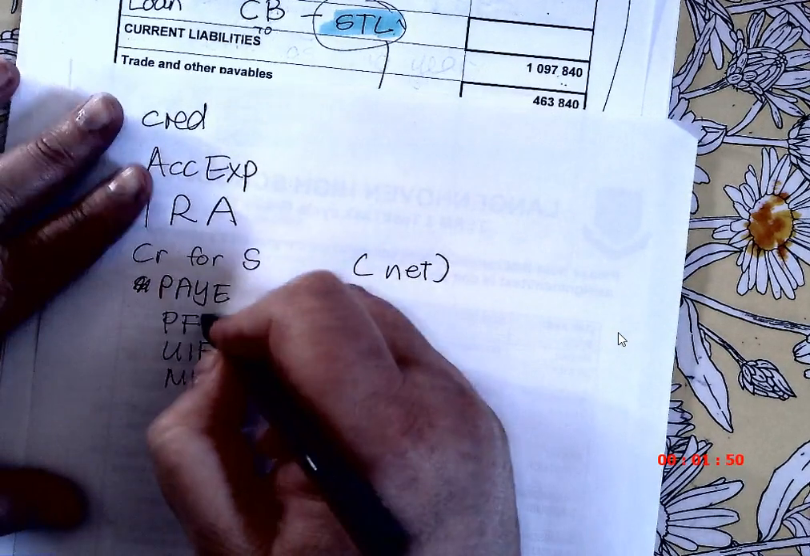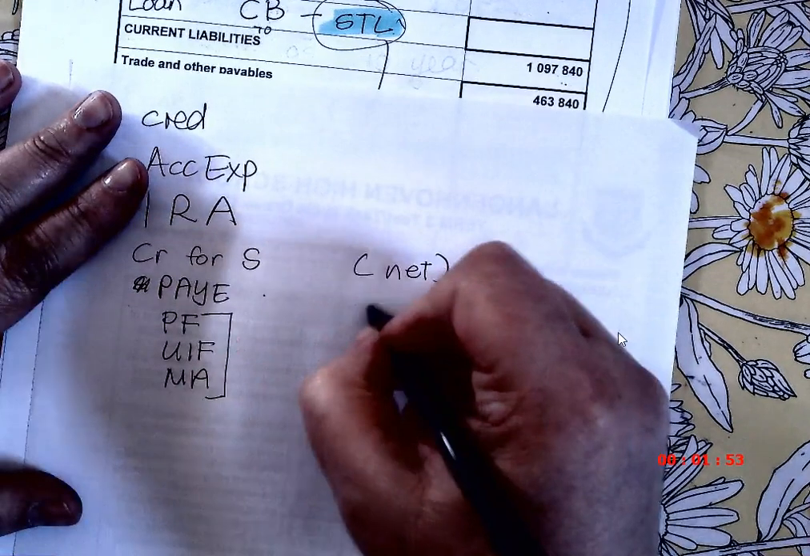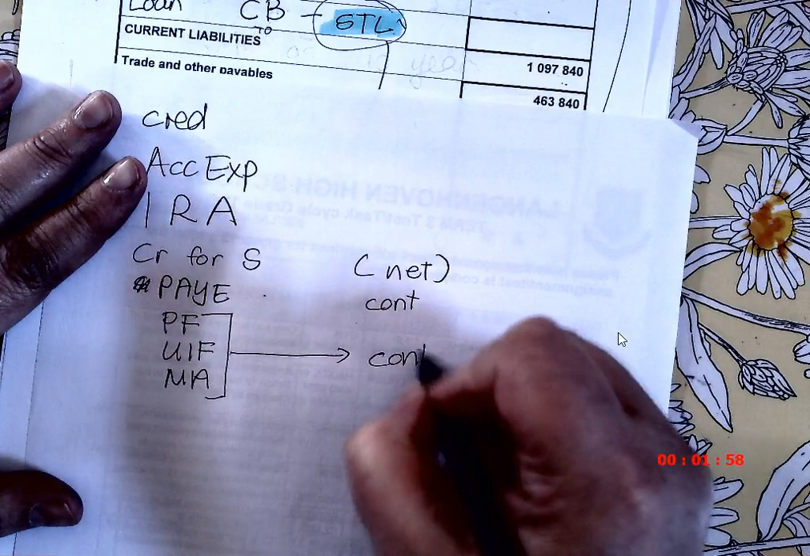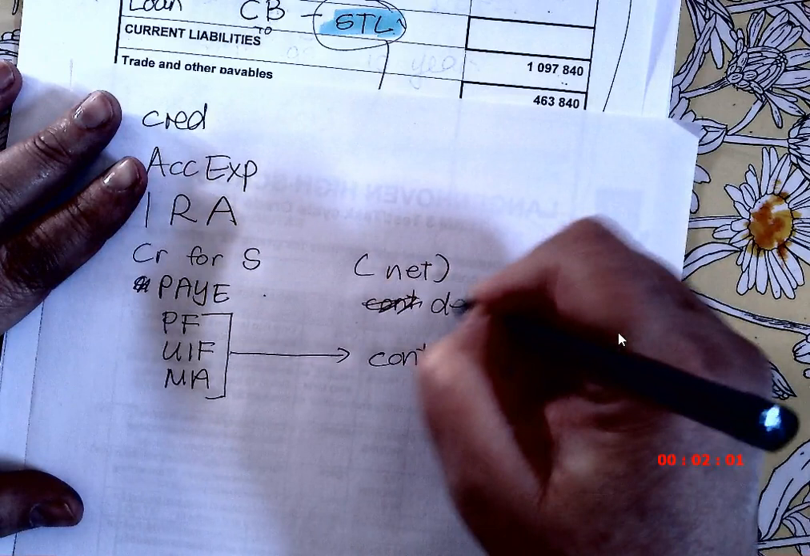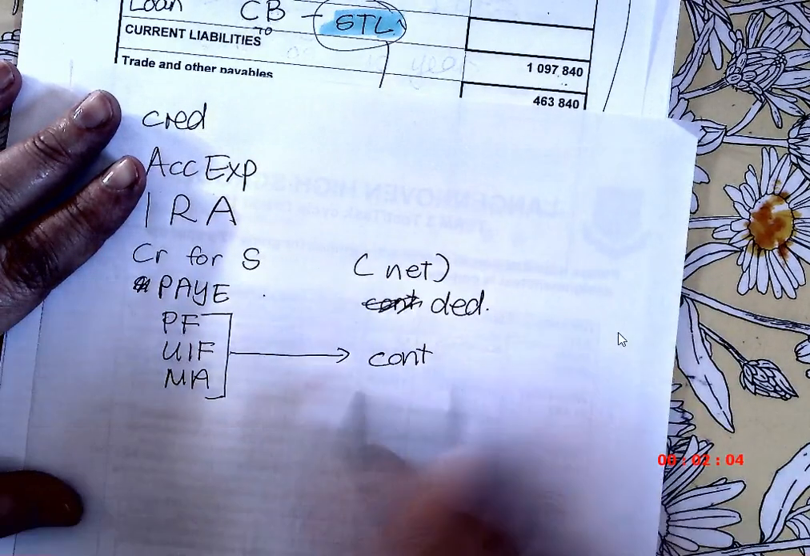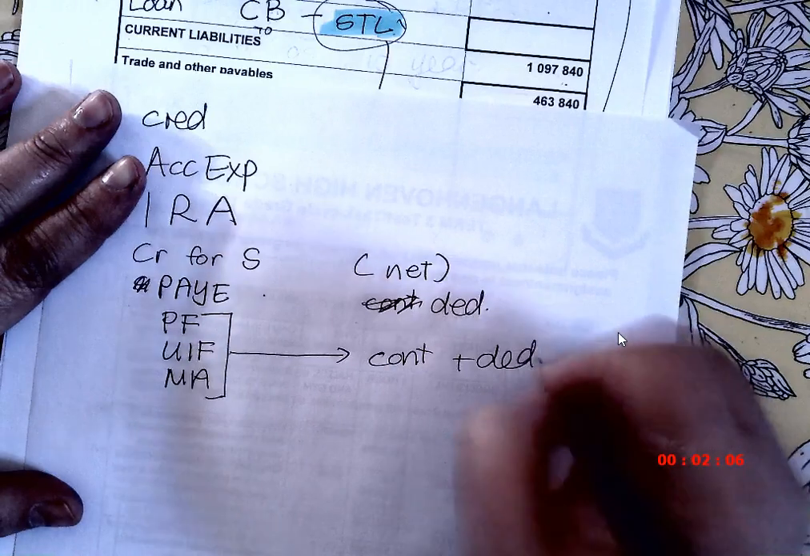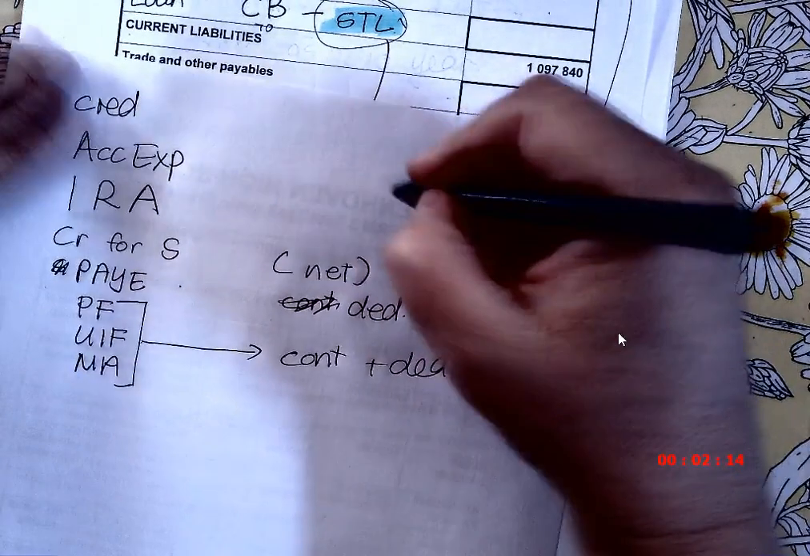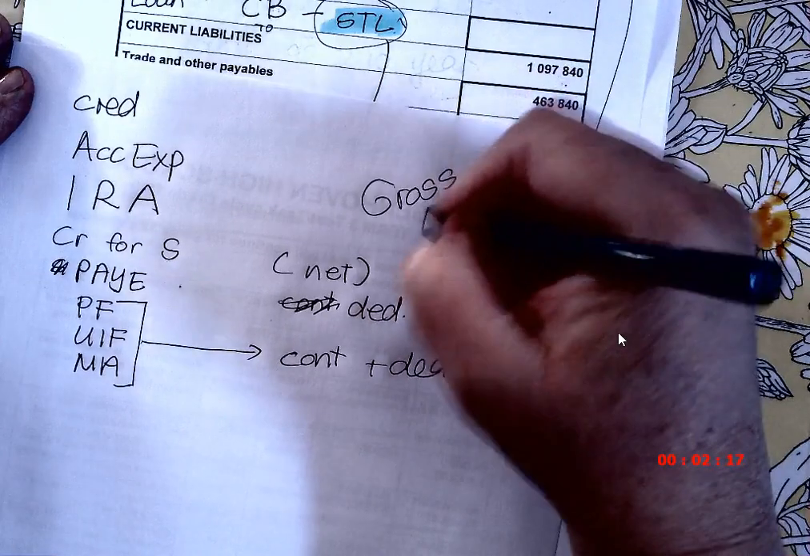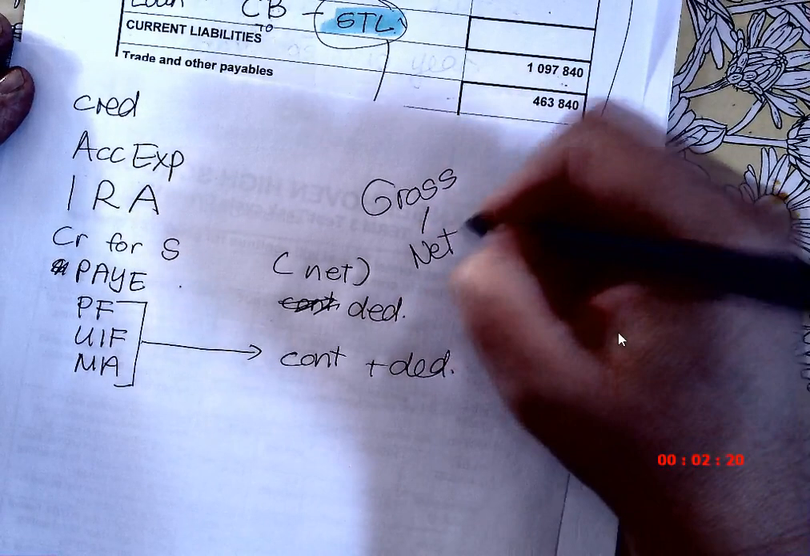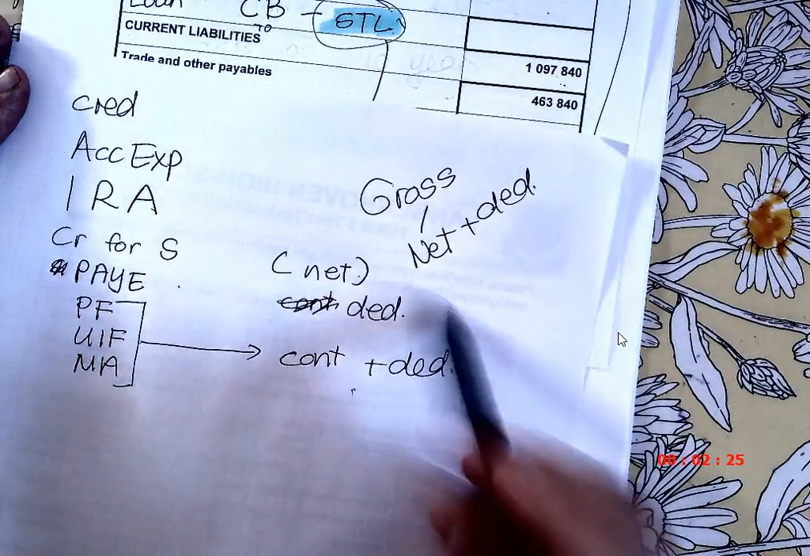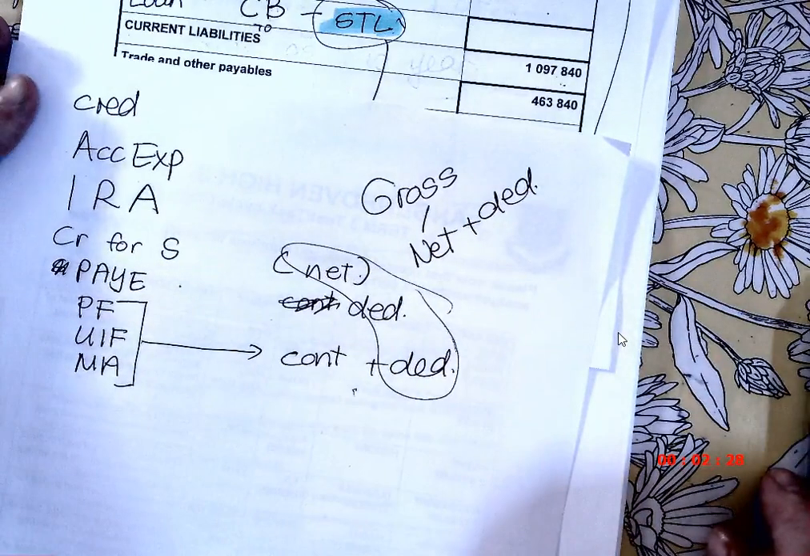Now remember these three here. This one is just the contribution. But these ones are the contributions, deduction, sorry. This is just the deduction. But this one here is the contribution and the deduction. What's the difference? The deductions form part of the gross. So in the end, your gross is divided into the net and the deductions. So now in the balance sheet, you show it separately, because you want to show what you owe to who.